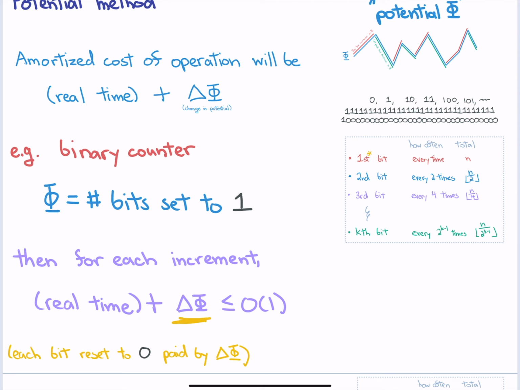Well, no. So okay. The question was, are we always doing the same amount of work? So if you have a bunch of ones, then you're gonna have to flip all of them. So that's a lot more work. If you don't have any ones, then you're not flipping. You're only flipping the initial zero to a one.